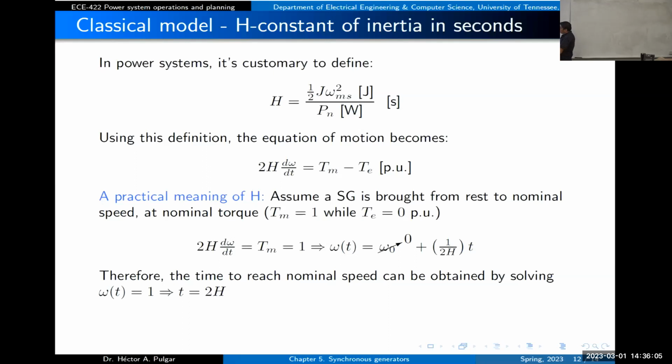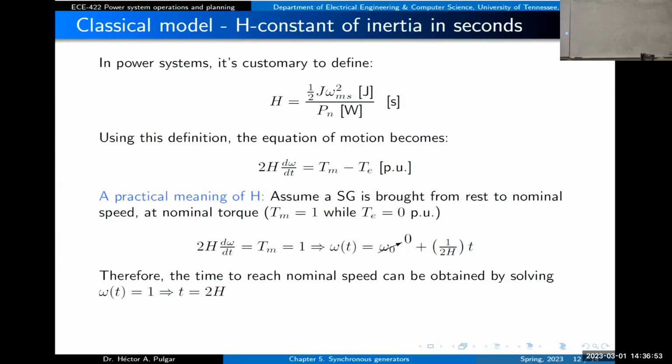Follow me here in this exercise. If this is the equation of motion, we're going to assume that the machine is at rest. It's not rotating at all, so the initial speed is going to be 0. And at some point, because the generator is disconnected from the grid, with nothing connected to the terminal, if the machine is at rest, we're going to apply nominal mechanical torque in the machine.